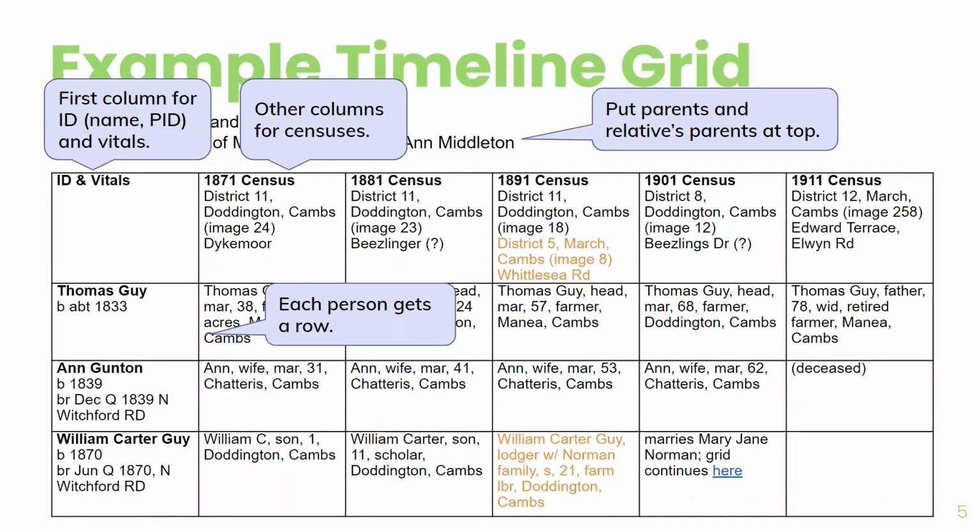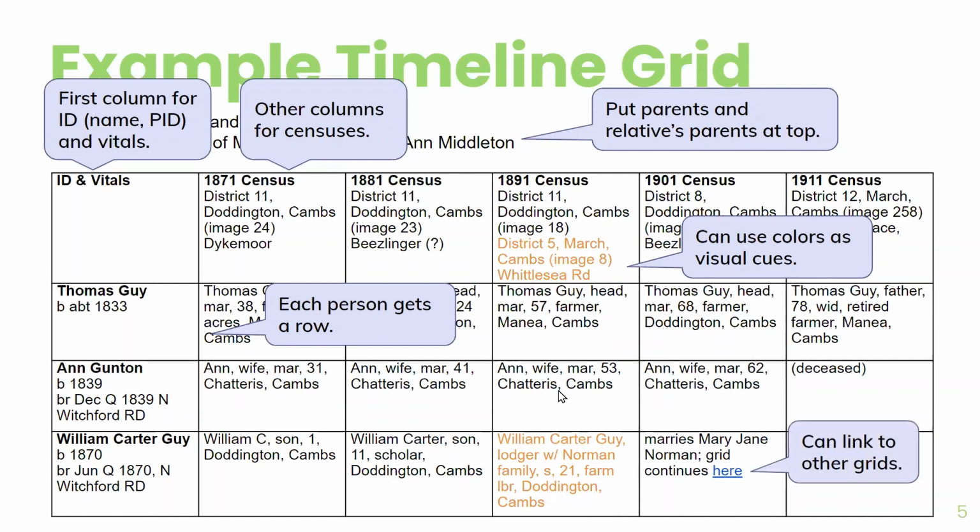A couple of other features to call out. You can use colors as visual cues. So here, for example, William Carter Guy has left home. He's working on a nearby farm, but he hasn't started his own family yet. So he doesn't really need his own grid, but I wanted it to be very obvious when I looked at this grid that he wasn't living with his parents in this particular census. So I colored it orange, and you can, of course, color it any color you want. But here we see the enumeration information for William, and it corresponds to his information down here. And of course, his parents, I just kept them the same color as before.